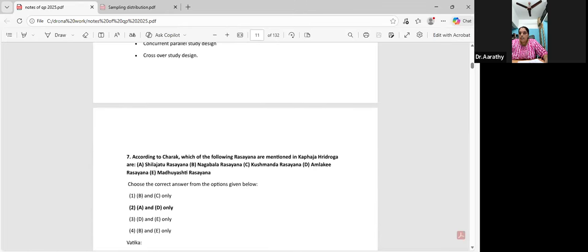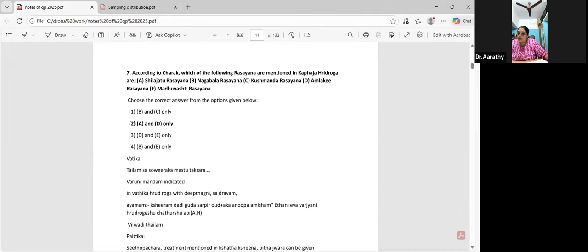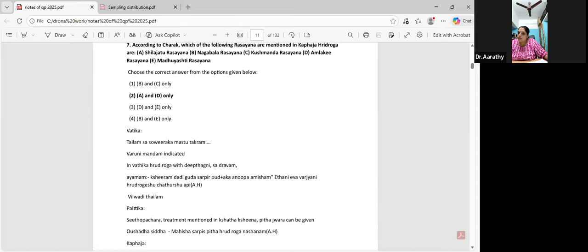Now we're moving on to the 7th question. This is a direct question. What all rasayana are indicated in Kaphaja Hridroga? The answer is Shilajatu Rasayana and Amalaki Rasayana. It's a direct question. You have your notes, and those are mentioned.